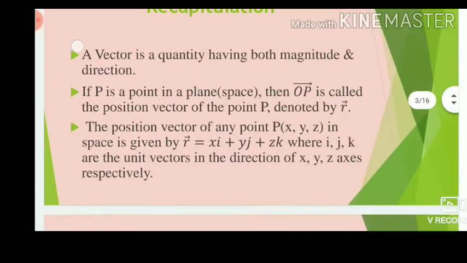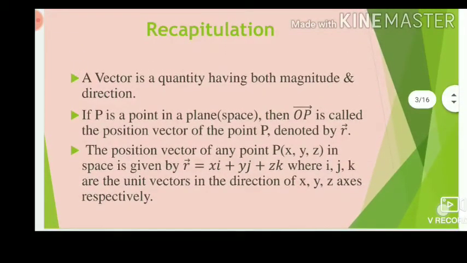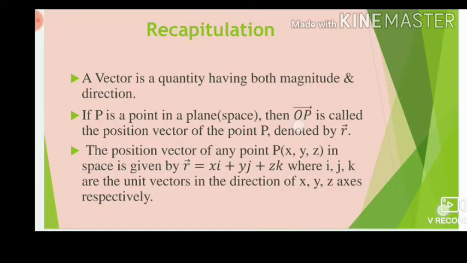Before starting this module, let us recall some of the topics. A vector is a quantity having both magnitude and direction. For example, velocity is a vector. It has both magnitude and direction, whereas speed is a scalar quantity. If P is a point in a plane or a space, then vector OP is called the position vector of the point P. It is denoted by small letter r or vector r.